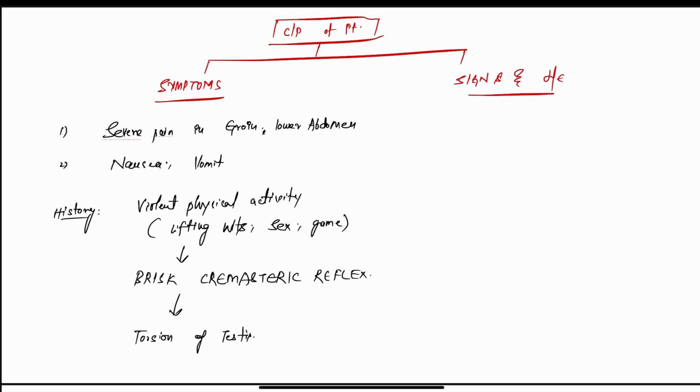Okay, so now what are the signs? First, for inspection, what do we see when we examine the patient of torsion testis? The affected side scrotum will be swollen, red, and edematous.